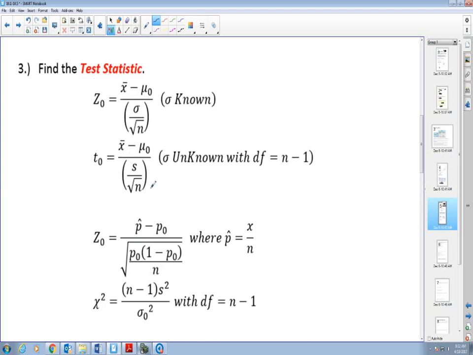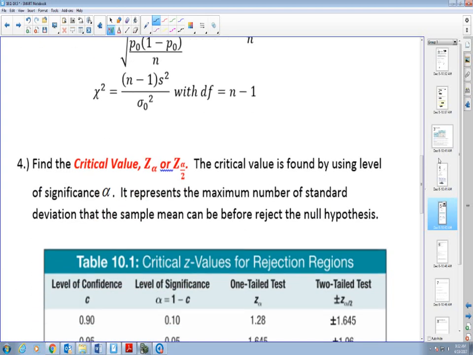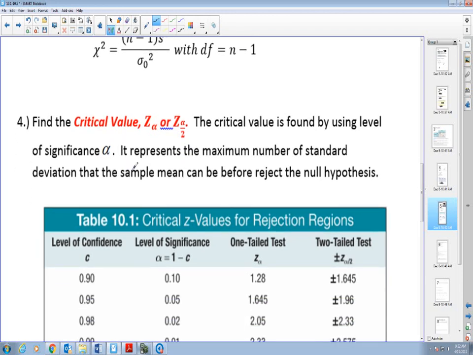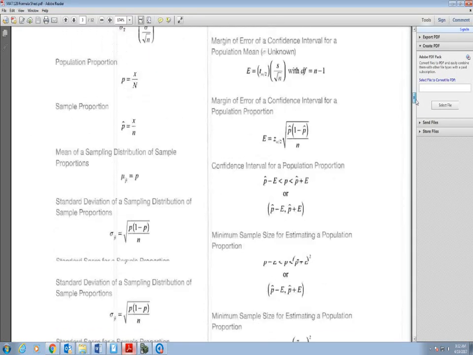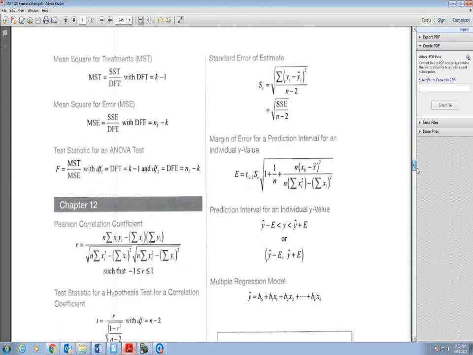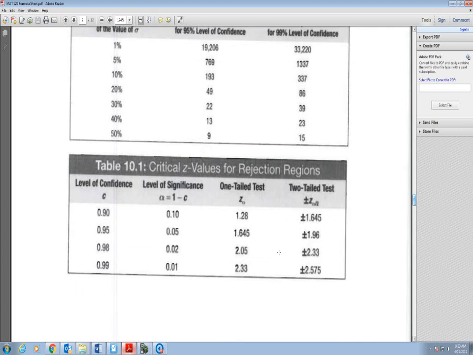So you've got to find the test statistic. Then, if you want to use the critical value and critical region approach, you have to find the actual critical value, z sub alpha or z sub alpha over 2. The critical value represents the maximum number of standard deviations that the sample mean can be before rejecting the null hypothesis. Table 10.1 is on the formula sheet, where you can find your critical value. Let me go to 10.1. If you scroll down after all these formulas, there's a table 8.3, 8.4, and a 10.1.